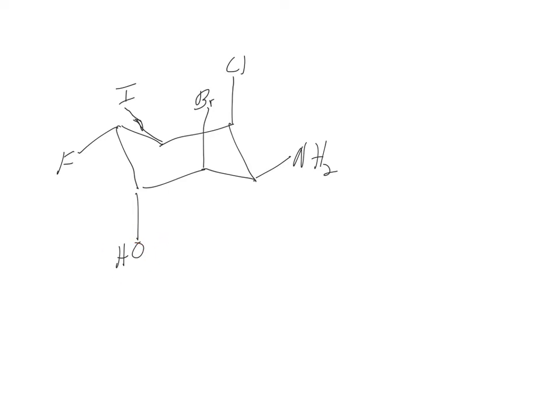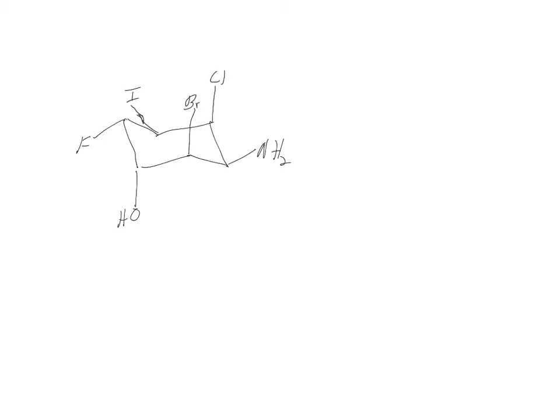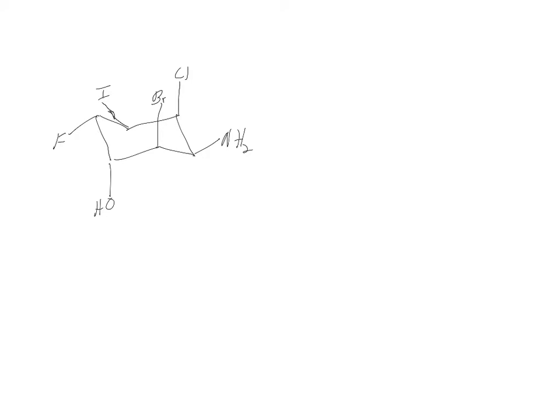Now notice up and down has nothing to do with axial or equatorial, right? If you're up, you're always up. If you're down, you're always down. Now you can be axial down, and then after the ring flip, you'd be equatorial down, right? You always are down. If you're down, you're down. If you're up, you're up. So let's do a quick ring flip with this.